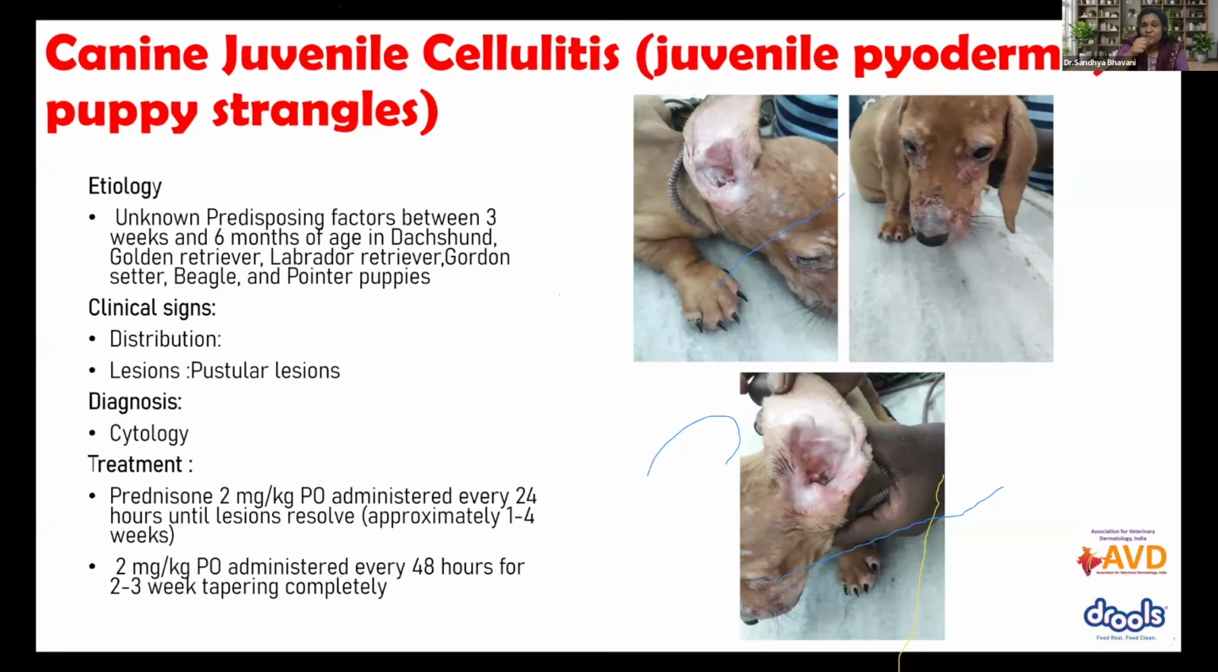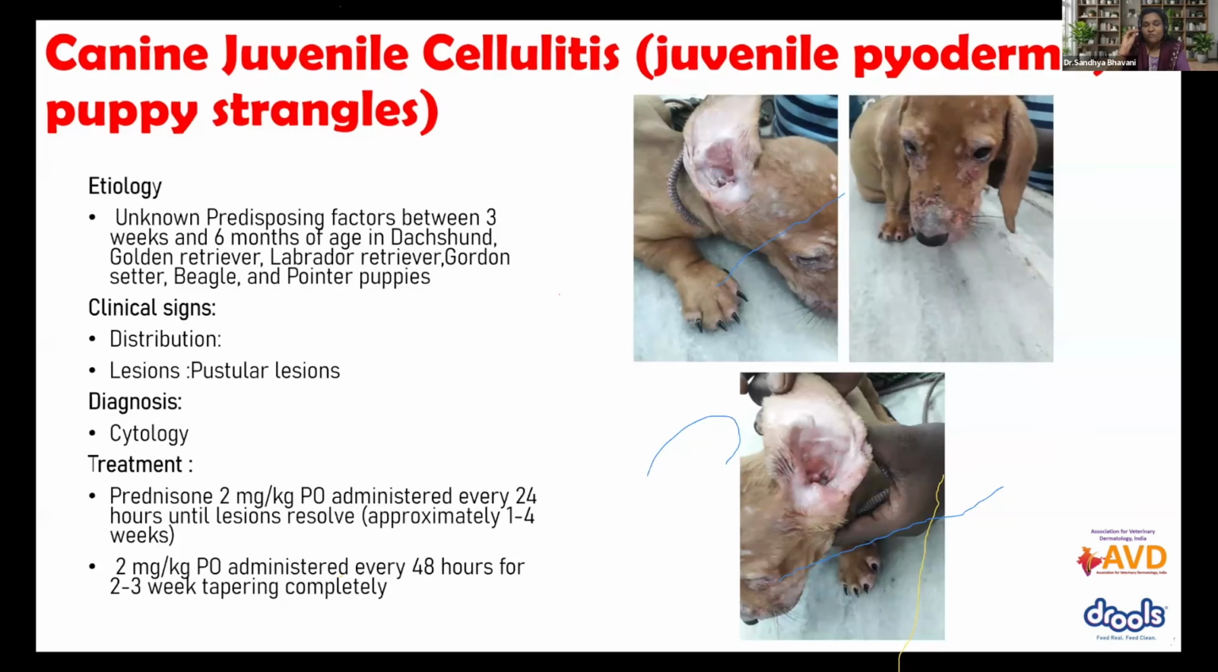Here the lesions will be mainly seen on the periocular area, perioral area, and on the nostrils and inside the ear pinna. Along with that, what you see is lymphadenopathy. The submandibular lymph nodes will be enlarged and the popliteal nodes will be enlarged. And in a severe disease condition, your animal will be dull, lethargic, and depressed.